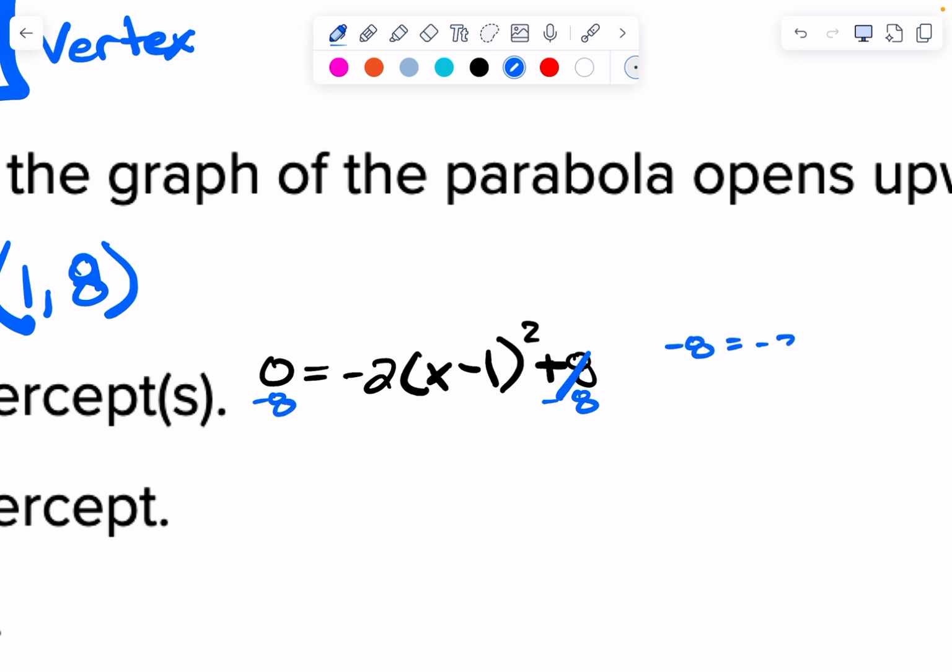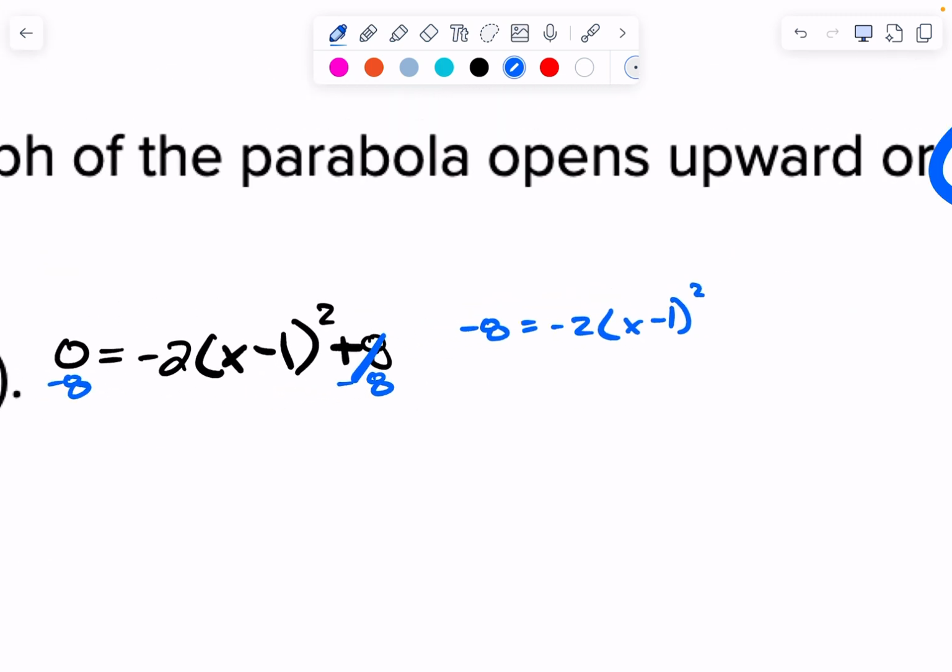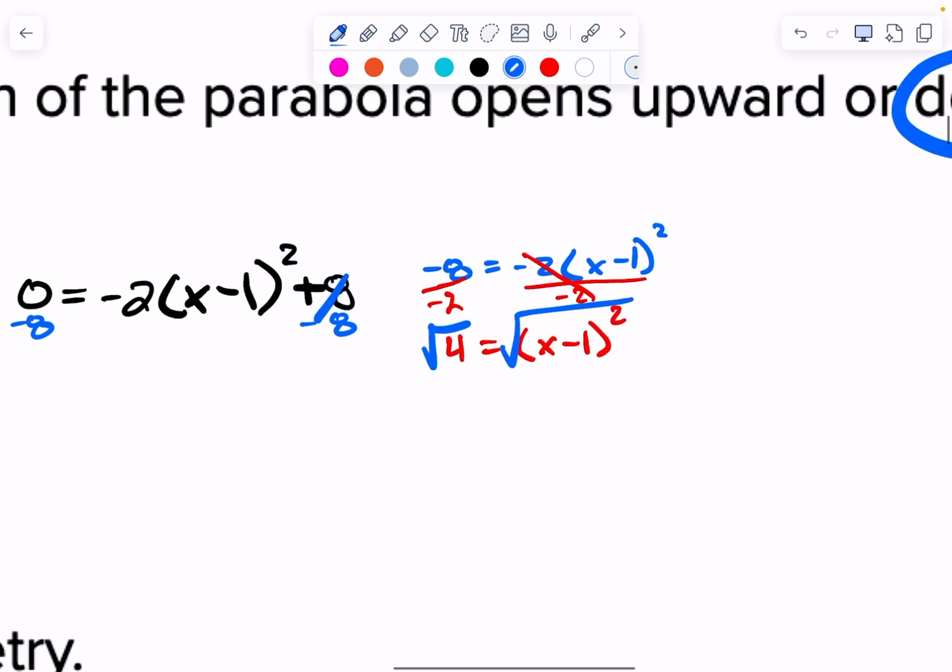-8 equals -2 times (x minus 1) squared. Then what? Divide by -2. That is how much? 4 equals (x minus 1) squared. Then what? Take the square root. What is the square root of 4? Plus minus 2.